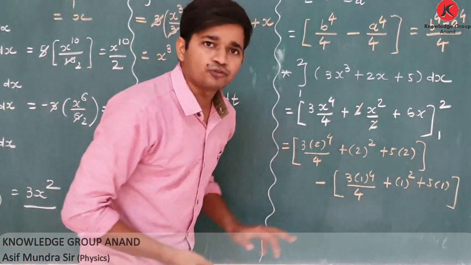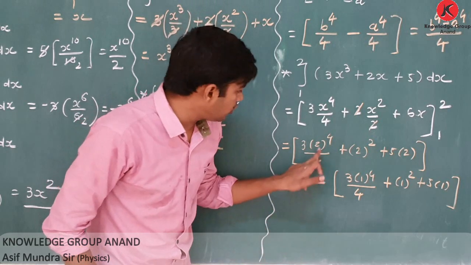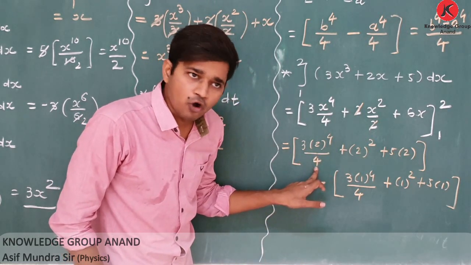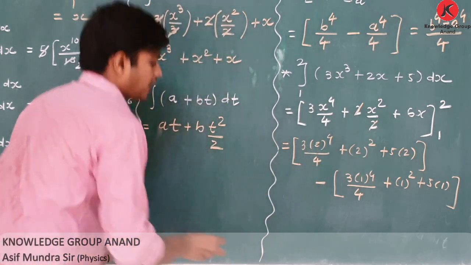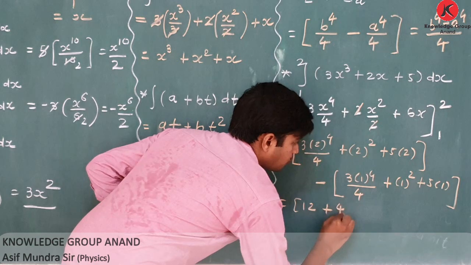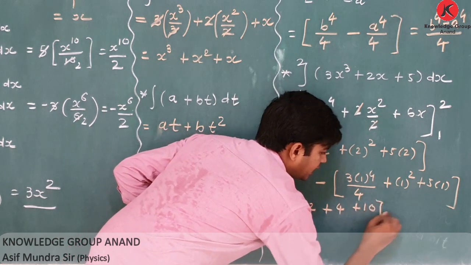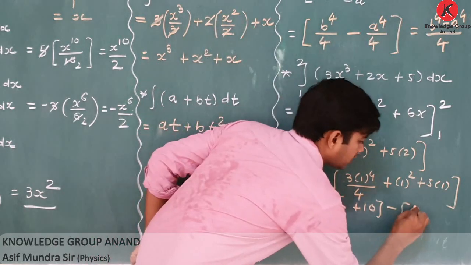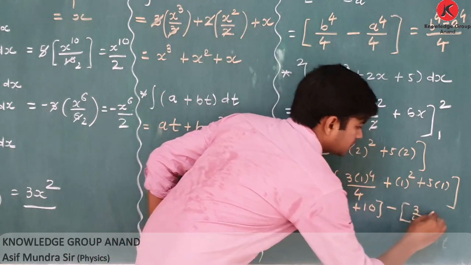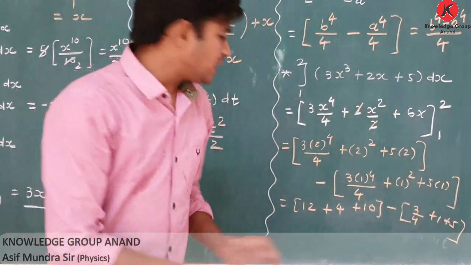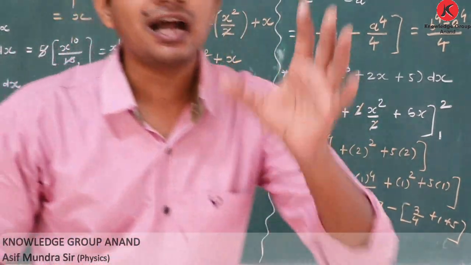2 raised to 4, it is 16. Yes or no? 16 divided by 4 is 4. 4 into 3, it is 12. So it is 12 plus 2 square, 4, plus 5 into 2, 10, minus, how to simplify this bracket? It is 3 by 4 plus 1 and plus 5. Okay, now you can easily calculate what is your answer.